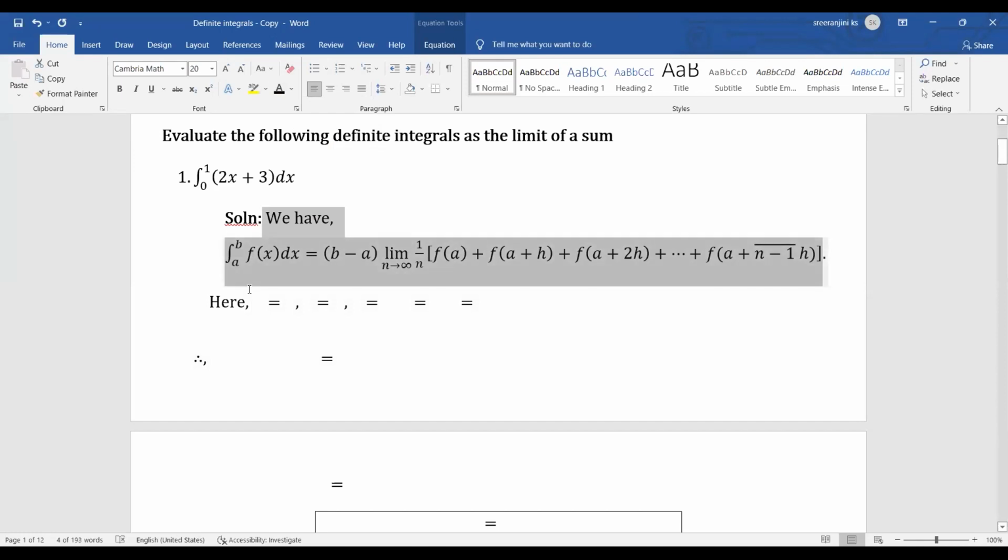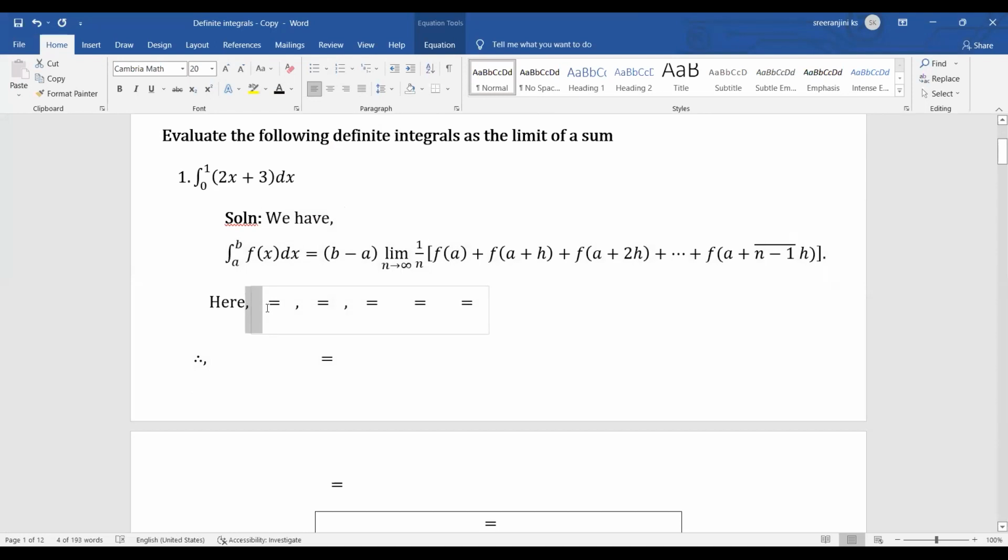Now let's fix a and b. a is the lower limit, so a is equal to 0, and b is the upper limit, b is equal to 1. Now, what is h? h is equal to b minus a by n, and b is 1, a is 0. So it will be 1 minus 0 by n, which is 1 by n. So here h is equal to 1 by n.